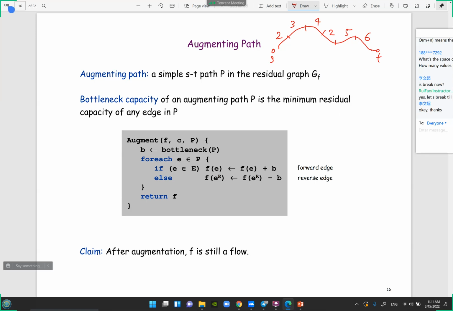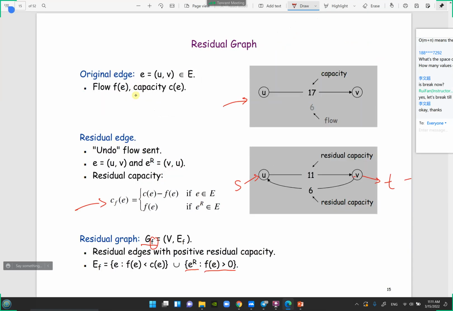So given a current flow, we're first of all going to compute this residual flow. Okay, and then you will try to find a path in this residual graph where all of these edges have positive capacities. These edges can either be the forward edges, which are the edges in the original graph, or they can be these reverse edges, which are the additional edges that we add.